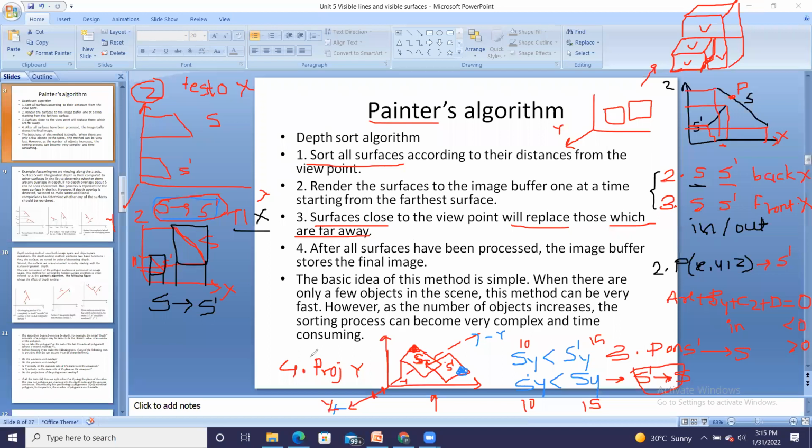So by using these 4 tests, we are able to judge which surface we have to draw first or process first. Okay, so Penter's algorithm uses background surfaces first and then the front surfaces which are closer to the viewer.